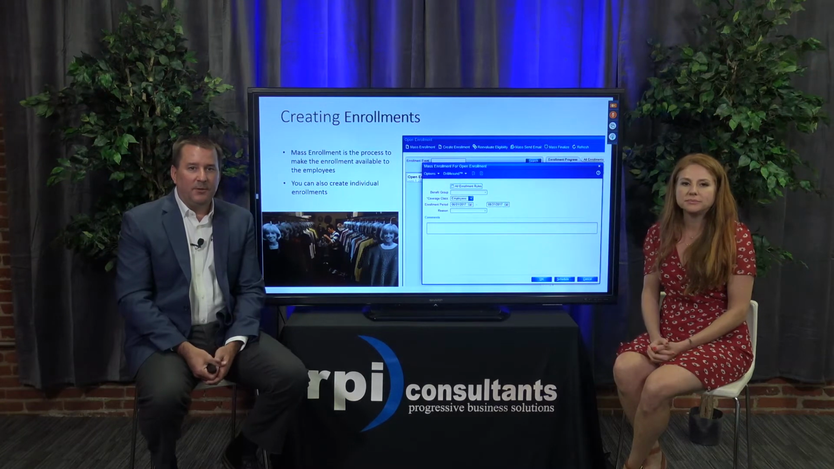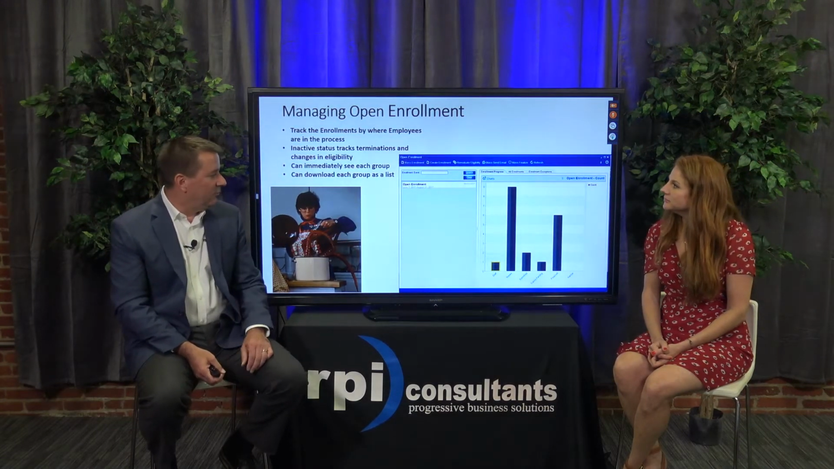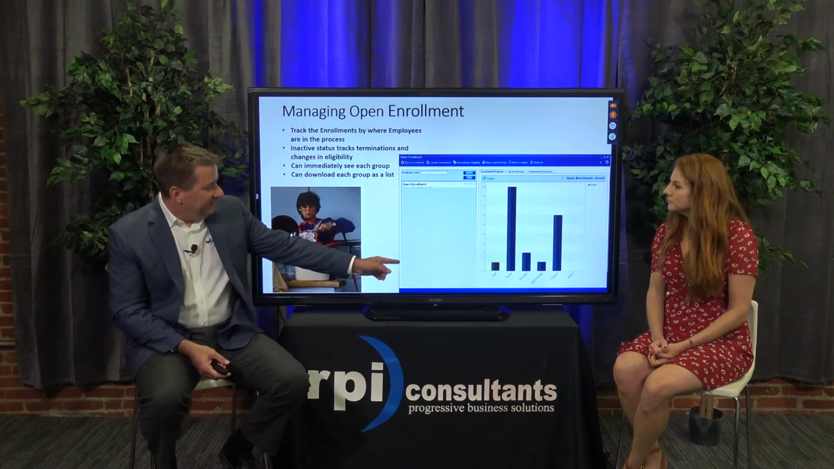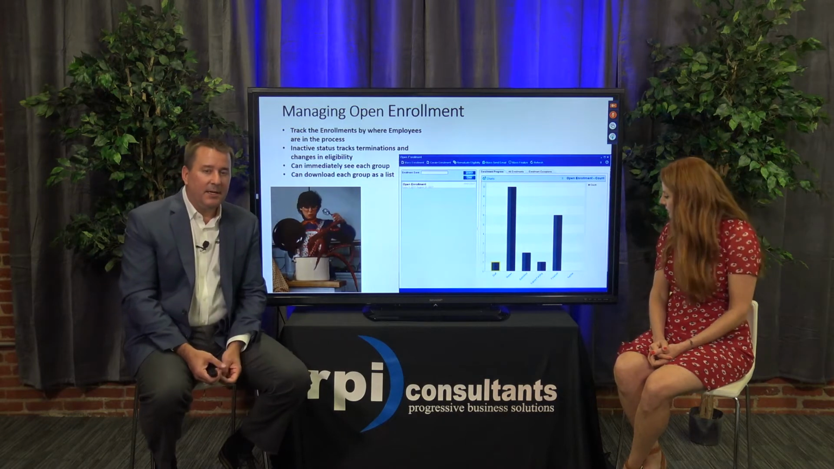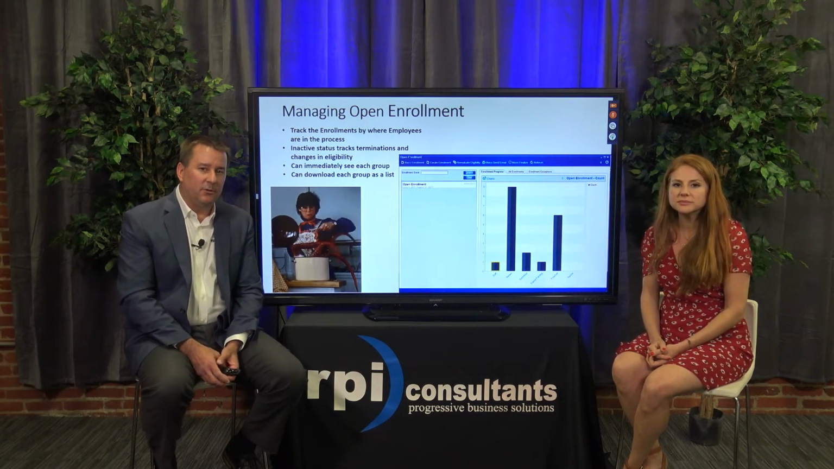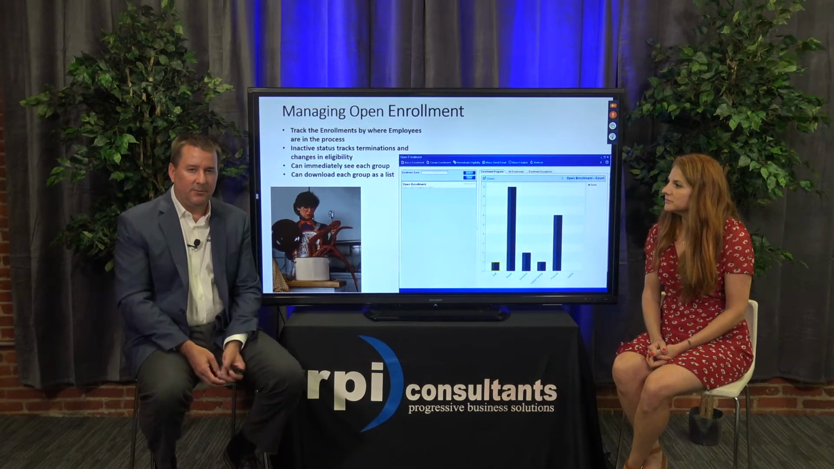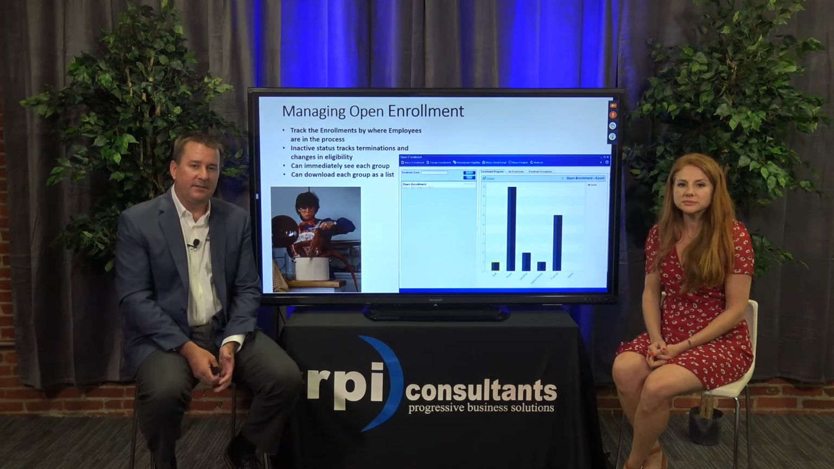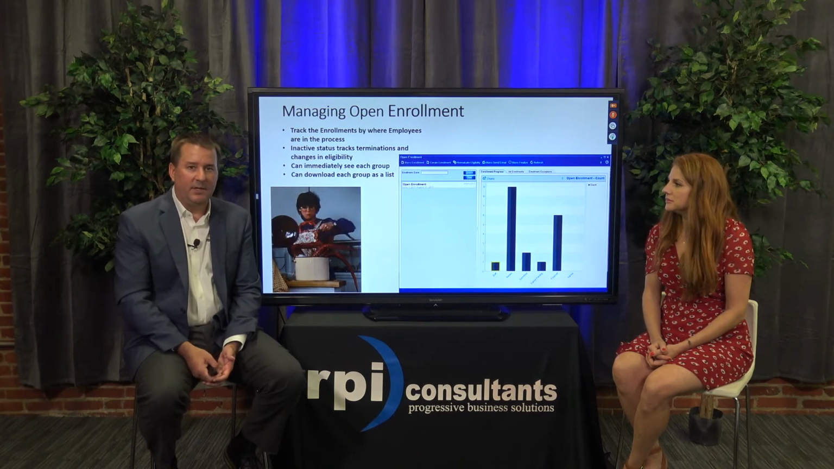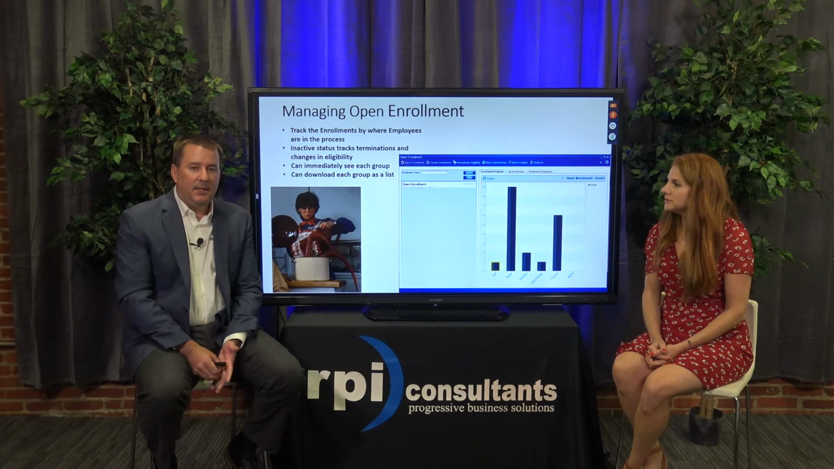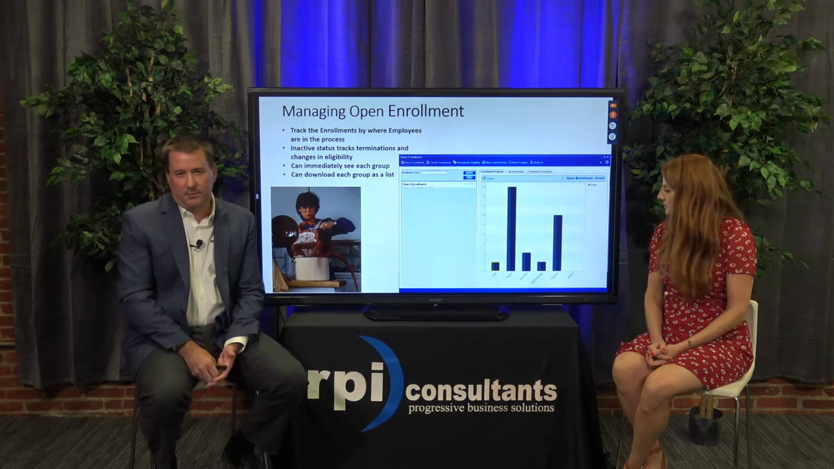Managing open enrollments, as I alluded to earlier, when you create enrollments or the mass enrollment, you see a bunch of bars down here: draft, started, submitted, submit pending. When you create the mass enrollment, it moves all the employees that are eligible for those programs into that draft status. And that's how you'll know you've got everybody set up properly. As they start their enrollment, they'll move to the next bar over to started, for example.